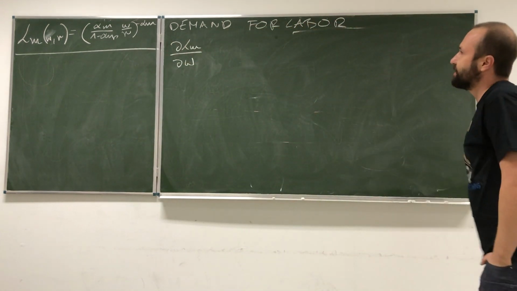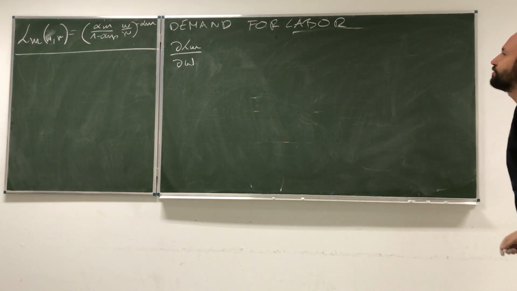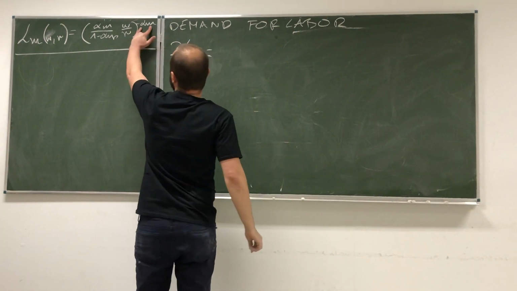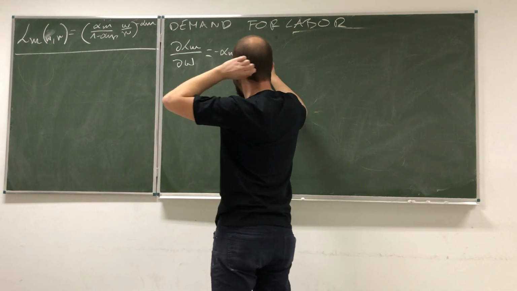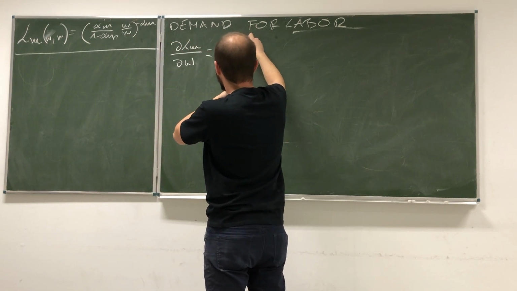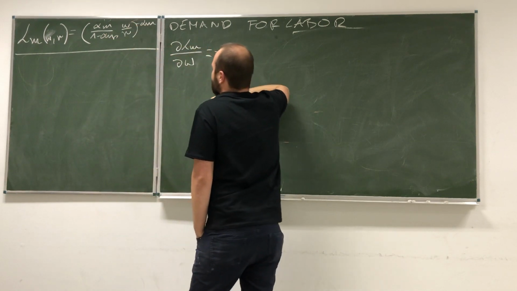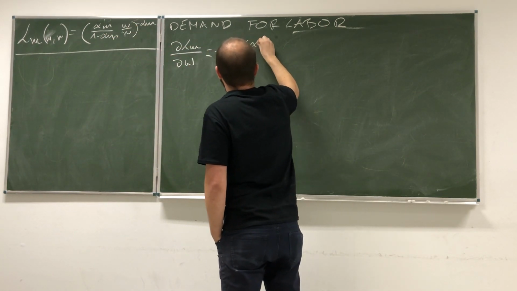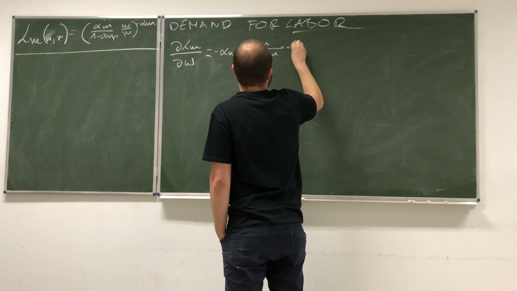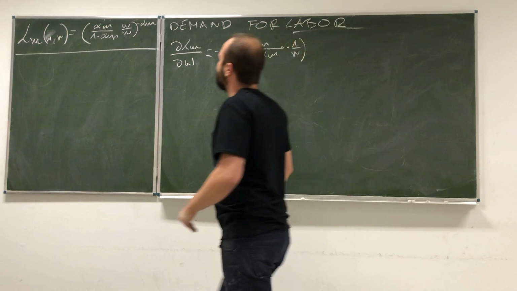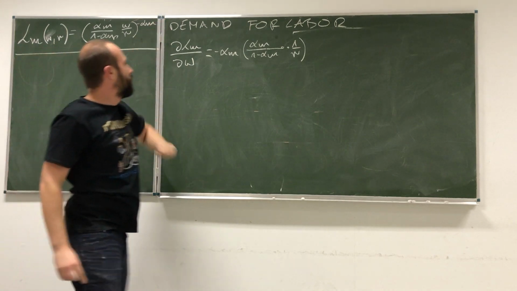Okay, and here, first, if we want to differentiate this, we need to use the chain rule. So first, this coefficient, the derivative of a function outside, this coefficient goes outside, and then we've got the derivative of the function inside, right? The derivative of the function inside will be alpha m over 1 minus alpha m, times 1 over r. This is the derivative with respect to w of the function inside. And then we just rewrite the same function and we subtract 1 over here.